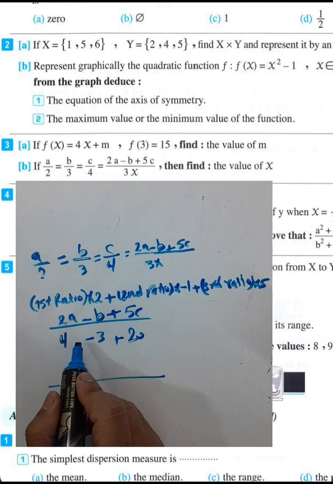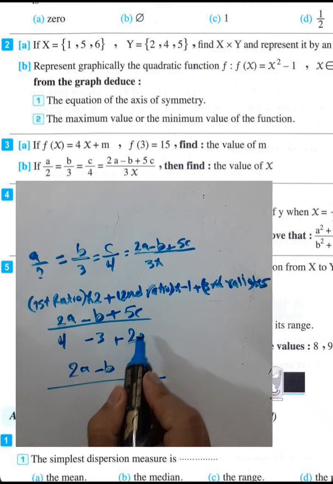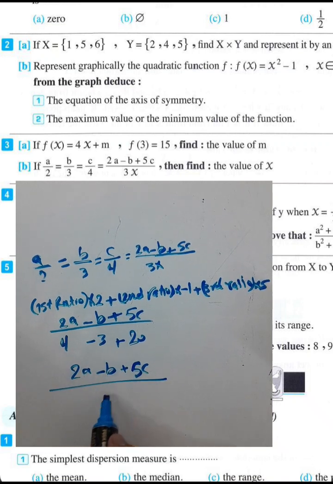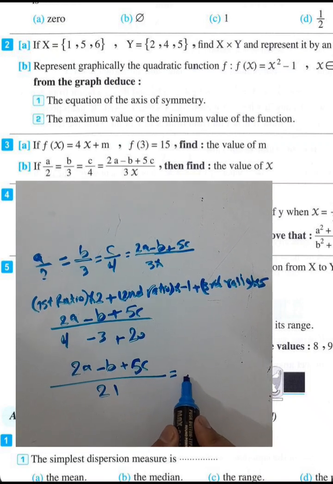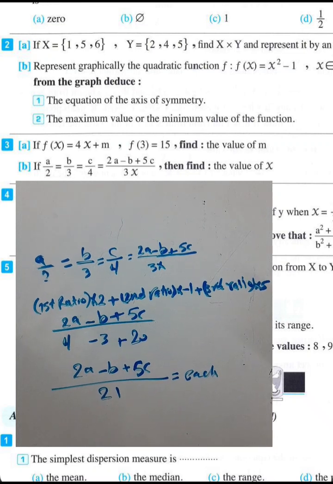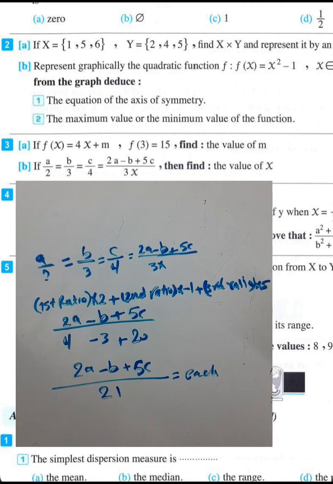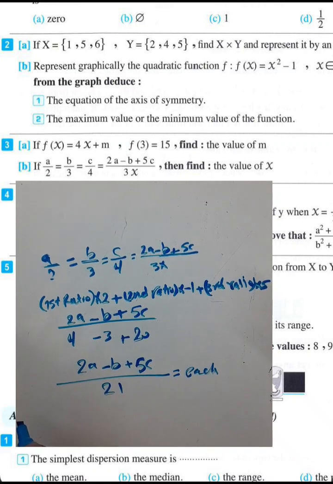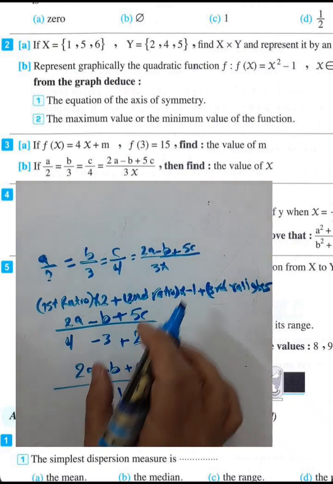2a minus b plus 5c over 4 minus 3 plus 20, that is 21, equal each one of the given ratios. Then we can compare between the results here to find the value of x. 3x will be equal 21, then x will be 7. 21 divided by 3 equals 7.